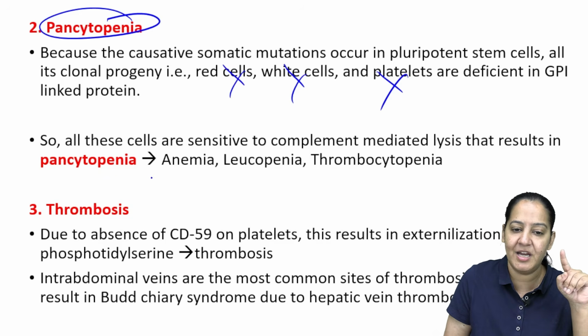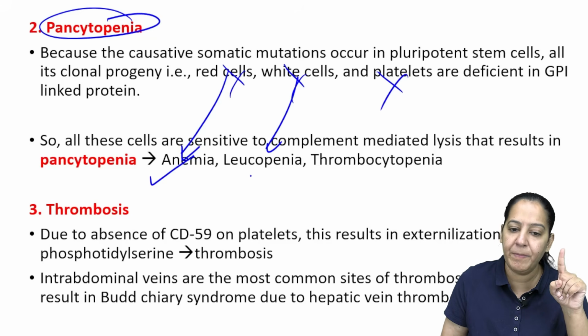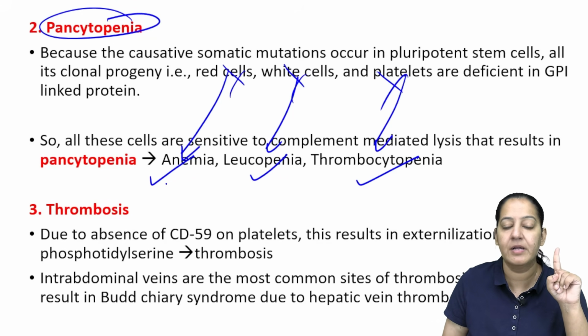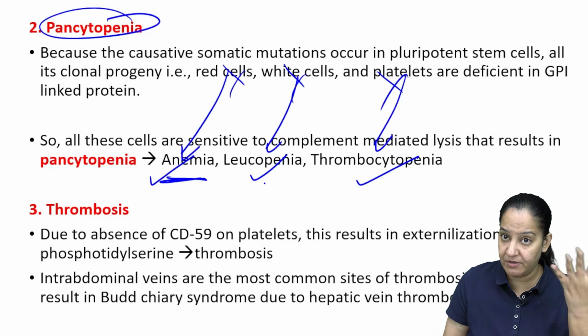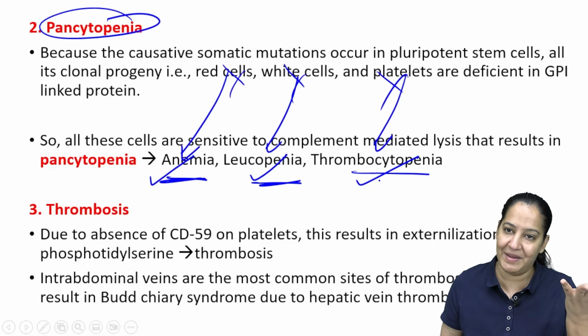in all of them. So basically the patient has anemia because of destruction of RBC, leukopenia because of destruction of WBC, and thrombocytopenia because of destruction of the platelet. So the patient has lethargy, fatigue because of anemia, increased infection because of leukopenia, and increased bleeding because of thrombocytopenia, right?